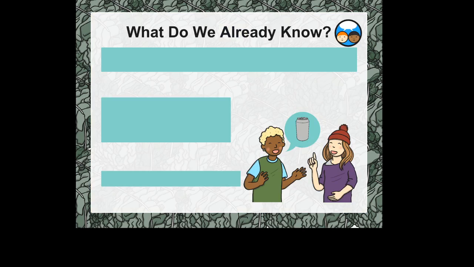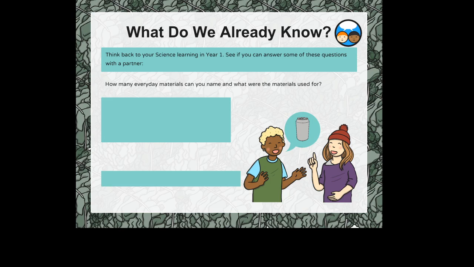So what do we already know? Now, obviously, this is based on you being able to talk to somebody in school. So if you've got a parent around you can talk with, brilliant. If not, do not worry, just think about it in your own head. Okay, so you will have done materials in year 1. Obviously, those who are in year 1 at the moment, this is brand new, but to be fair, it is quite basic, so you should be fine for today. So see if you can answer some of these questions, even if it's just by yourself.